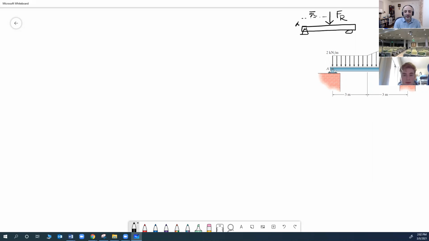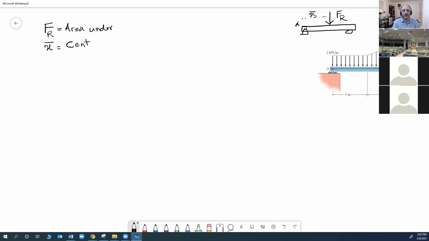So again, tell me what is Fr in words. I'm not looking for numbers yet. The area under loading. Remember that. That's all you've got to remember from distributed load. The equivalent force is the area under loading. And what is the distance that we are trying to find? What is the X bar? Your centroid. Centroid of the area. Perfect. The center of that area, right?